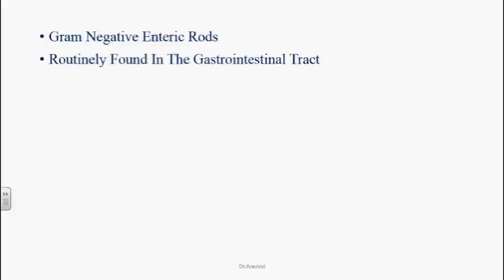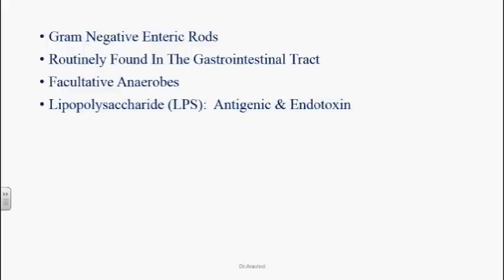Enterobacteriaceae. Enterobacteriaceae, a group of gram-negative enteric rods normally found in the gastrointestinal tract. These organisms are facultative anaerobes, and they always have lipopolysaccharides because they are gram-negative organisms. This lipopolysaccharide, LPS, is antigenic and can act as endotoxin.